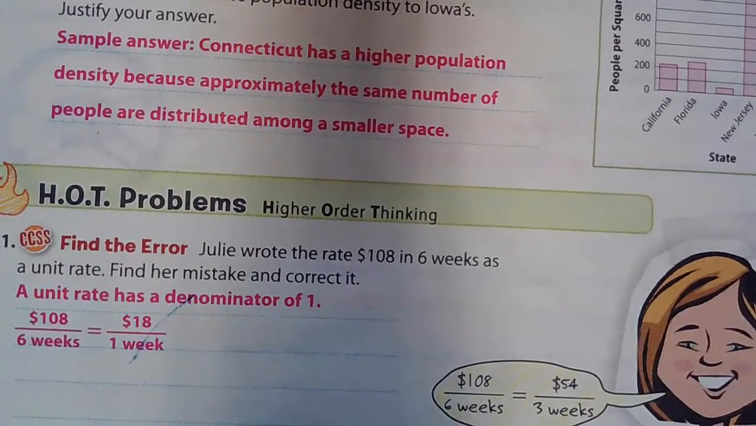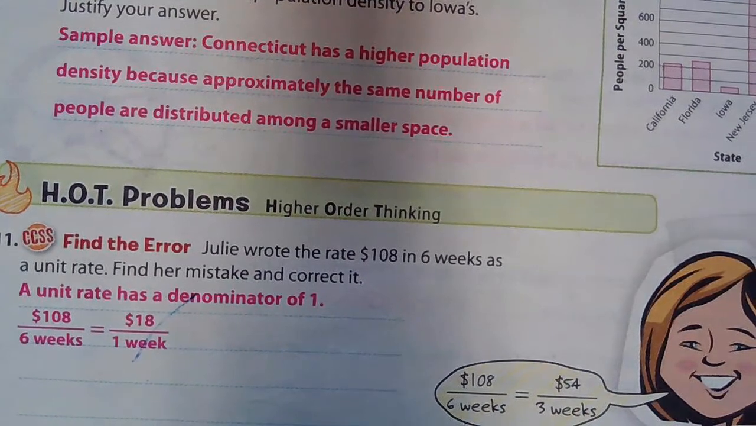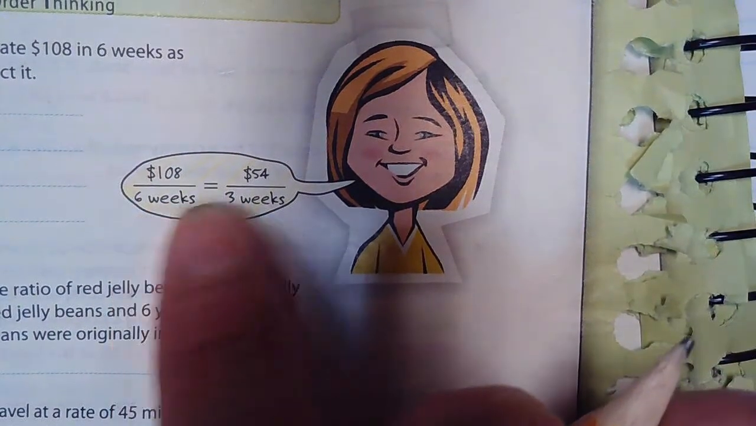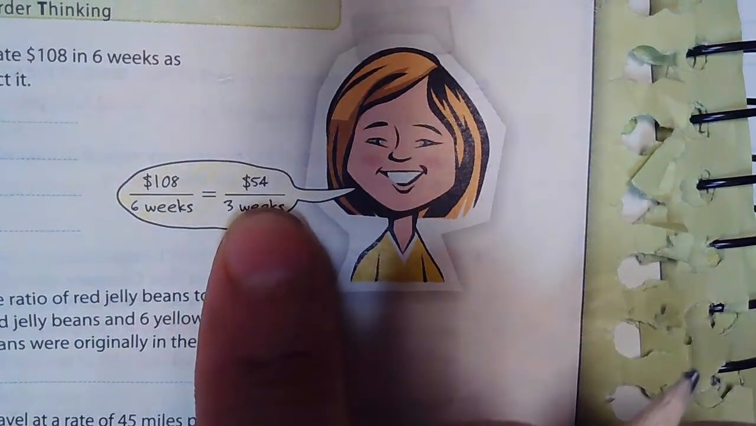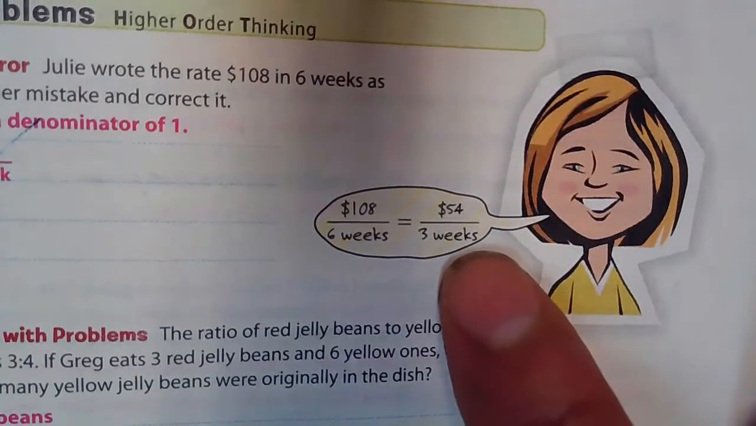Julie wrote that the rate, $108 in 6 weeks, as a unit rate. Find her mistake and correct it. She wrote $108 for every 6 weeks. It's the same as $54 per 3 weeks. That's not a unit rate. A unit rate, the denominator has to be 1. So let's do this correctly. This is number 11.